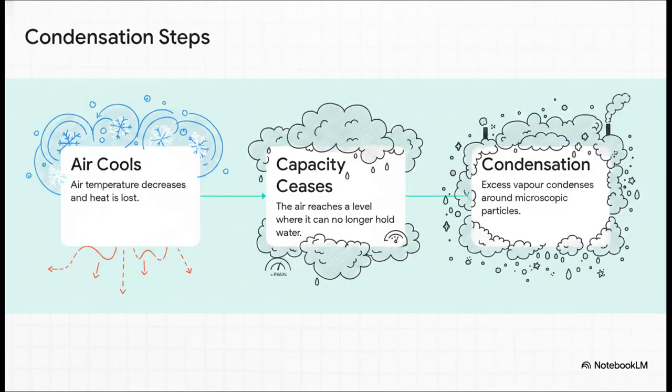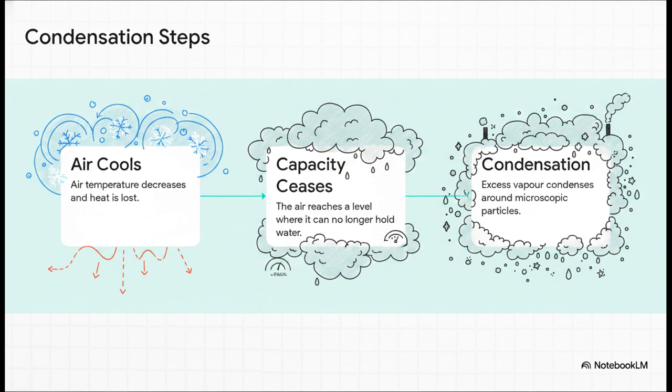So how does that happen? Well, condensation isn't just some magic trick. It's a strict, step-by-step physical process. Step 1, the air loses heat. Step 2, it hits that dew point where its capacity to hold water completely ceases. But step 3 is where it gets really cool.